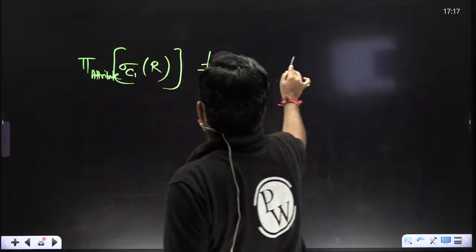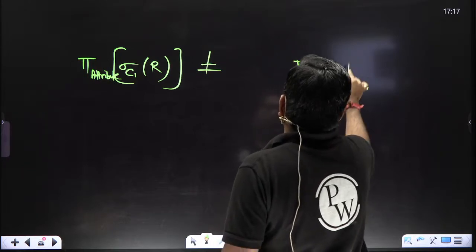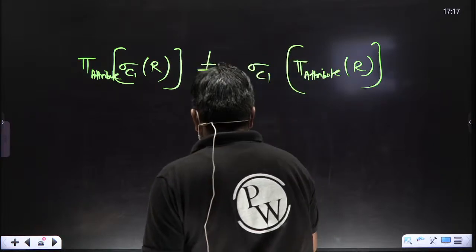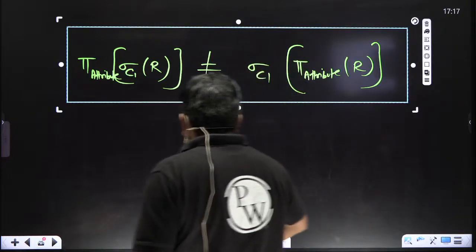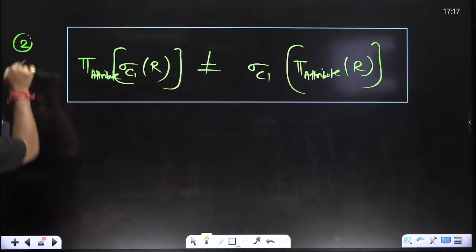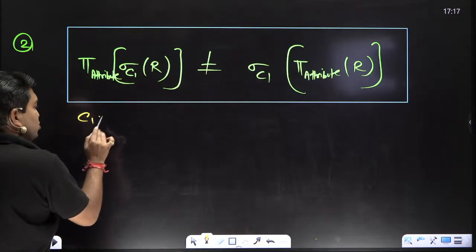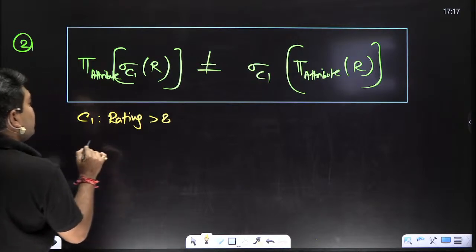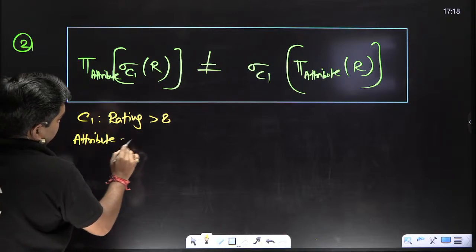This is not equal: projecting an attribute from R then sigma C1. Hope you are getting it. This is rule number 2. For example, assume C1 is rating greater than 8 and the attribute is name.